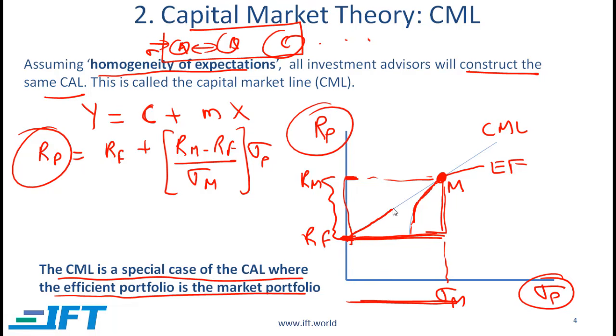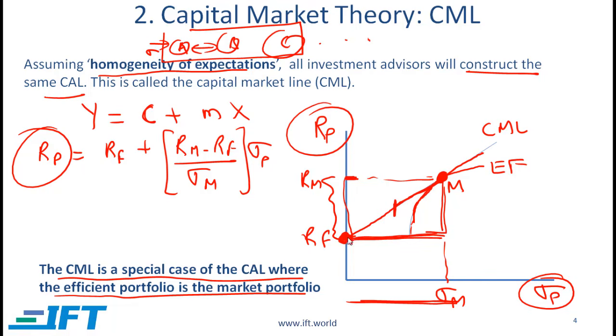Points along the CML represent a combination of the risk-free asset and the market portfolio. At this point, we are 100% invested in the risk-free asset. At this point, we are 100% invested in the market. Here, we are invested 50% in the risk-free asset and 50% in the market. As we get closer to M, the weightage in the market portfolio increases.